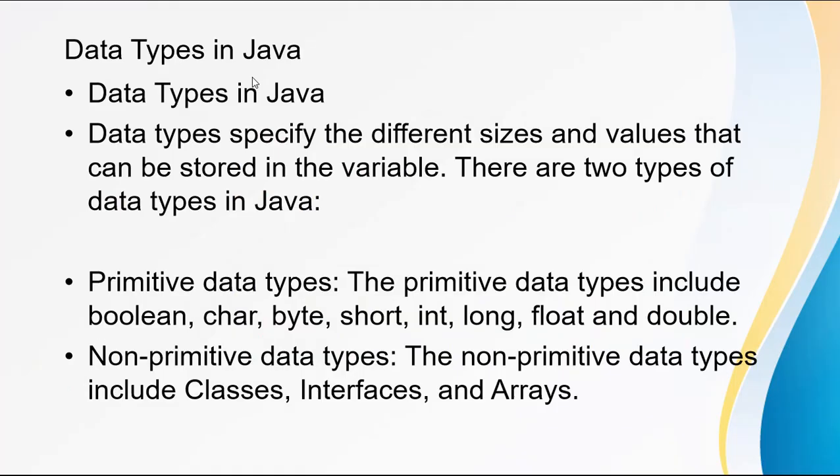So now we will see the data types in Java. There are two types of data types. First is primitive data type and second one is non-primitive. Primitive data types are the basic data types like boolean, character, byte, short, int, means integer, long, float and double. Non-primitive means the classes and interfaces, we'll take later on.